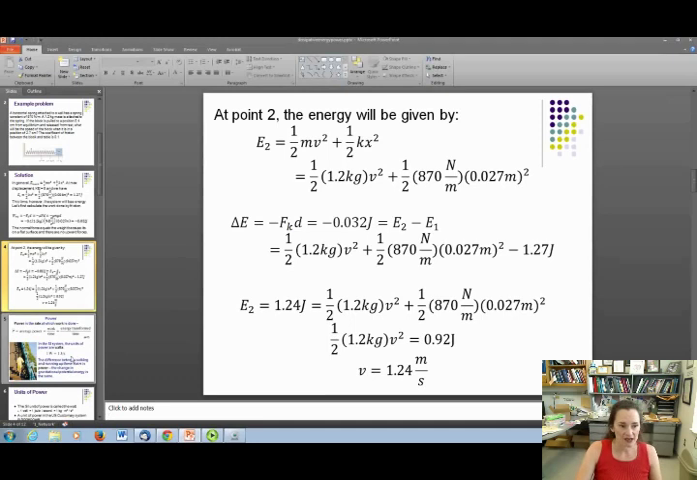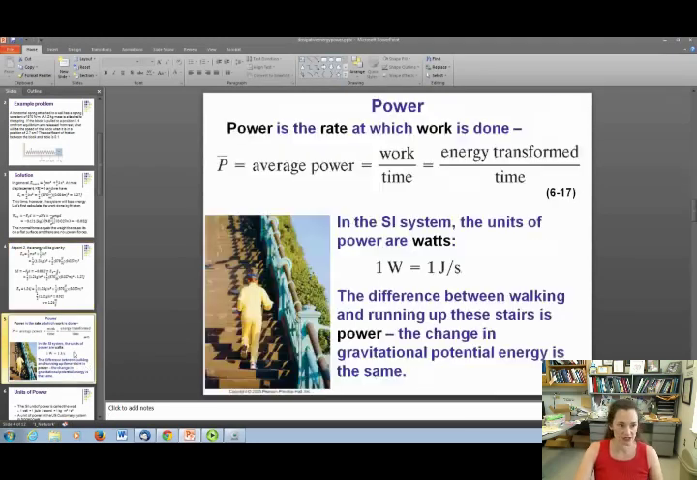For now, I'd like to move on and talk about power, which is the last section in Chapter 6. So power is the rate at which work is done. Power is defined as an energy transferred divided by the time, and that's equal to work divided by time. If you look at what the SI units for power are, it would be the joule, which is the SI unit of energy, divided by the SI unit of time, which is the second. And we define that as the watt. 1 watt is equal to 1 joule per second.